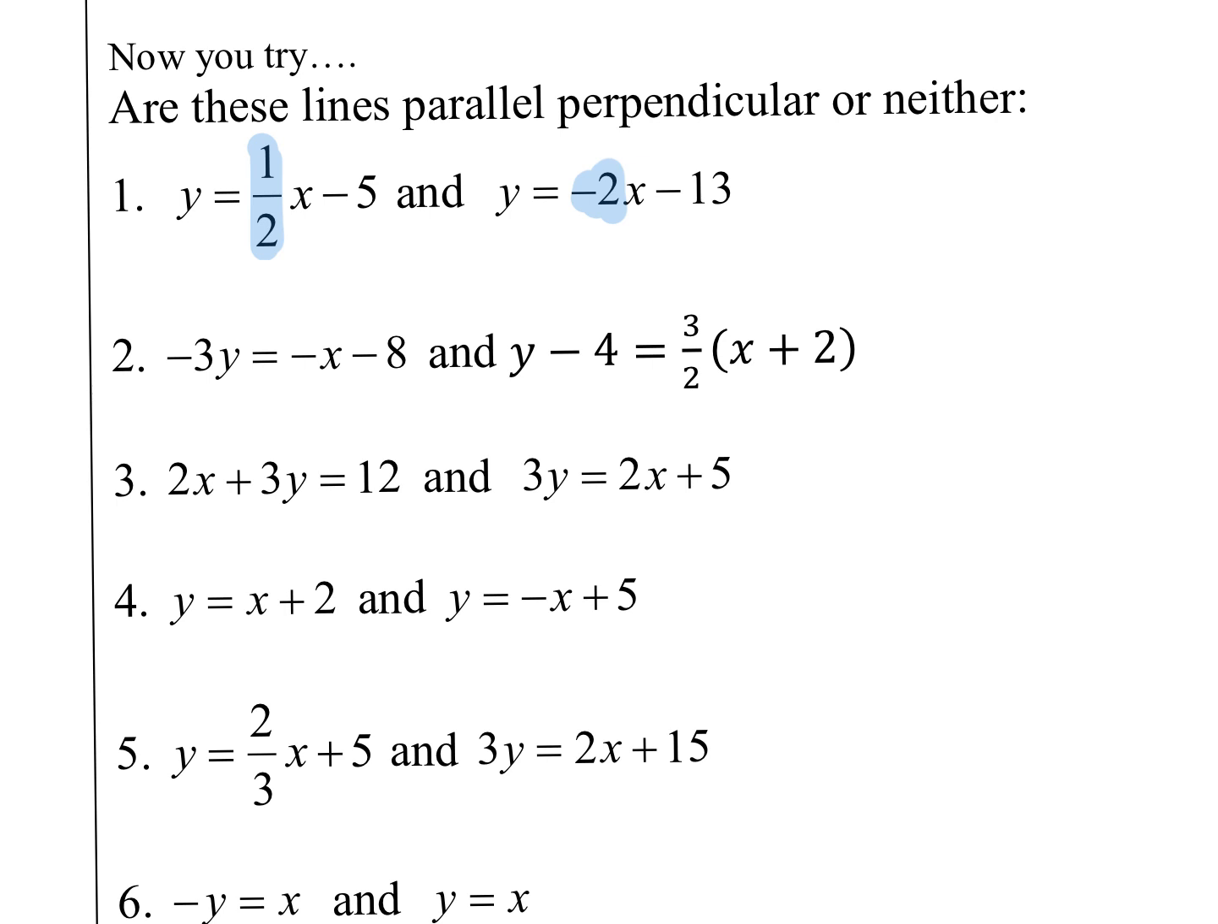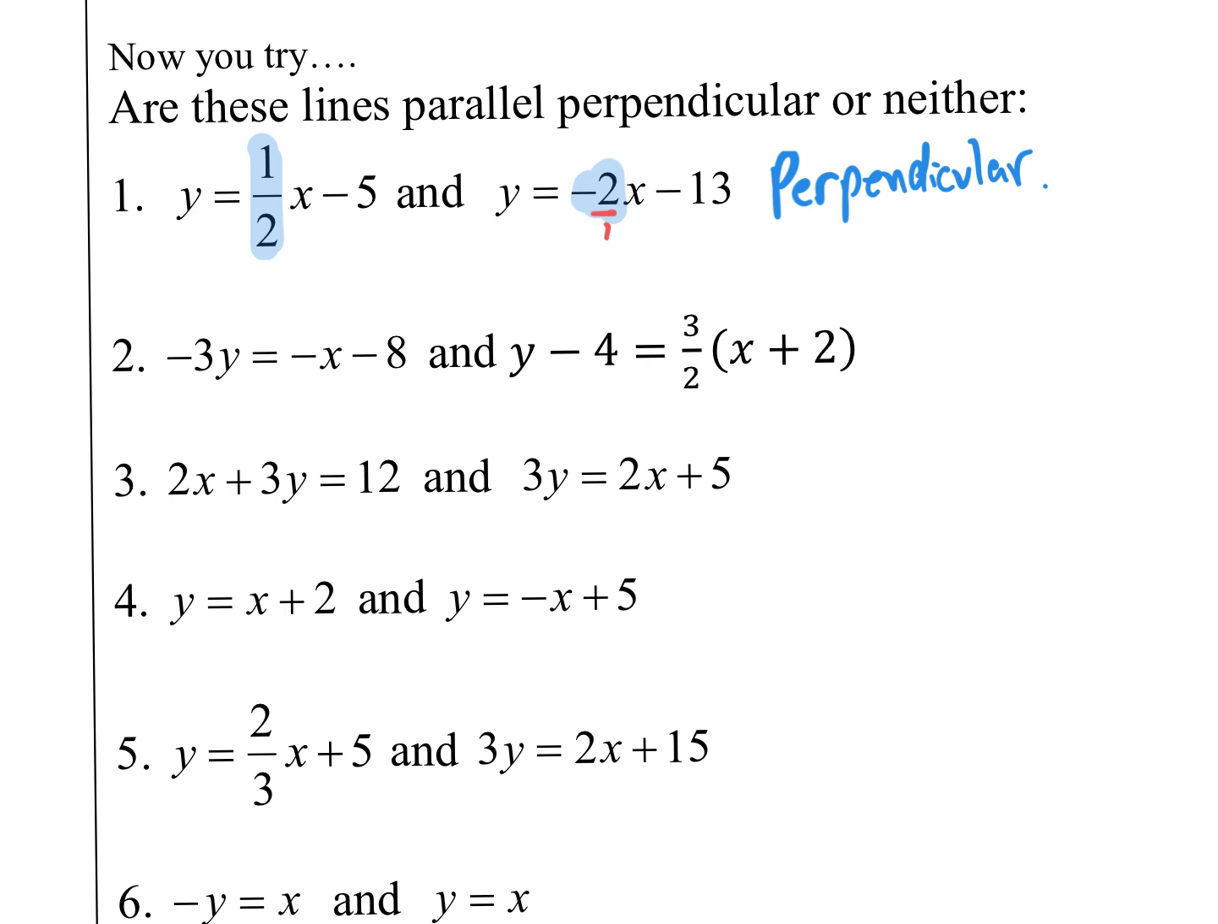Are they perpendicular? Well, in order for them to be perpendicular, you have to have a sign change, which would be a negative, and you have to flip the fraction, which would be a 2 over 1. So is this slope over here negative 2 over 1? Yes, it is. Even though it's not over 1, you could make it over 1, just put a 1 underneath it. And those are opposite reciprocal slopes. So on number 1, you would say perpendicular. Please write that down.